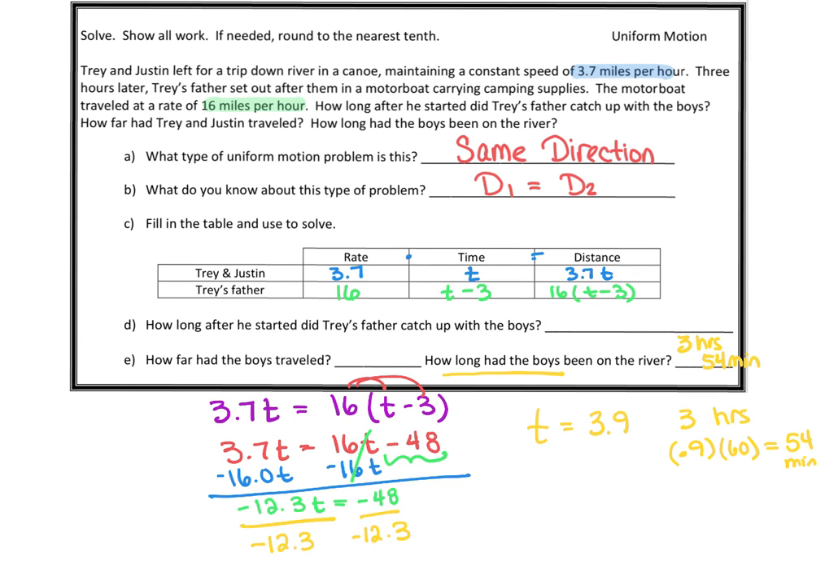All right. The dad traveled how much less time? 3 hours. So how long had he traveled? He traveled 54 minutes. We're answering this question right here. How far had the boys traveled? Well, to find distance, we take their rate, which was 3.7, multiplied by their time, 3.9. So you should get 14.43 there for their distance, 14.43 miles.